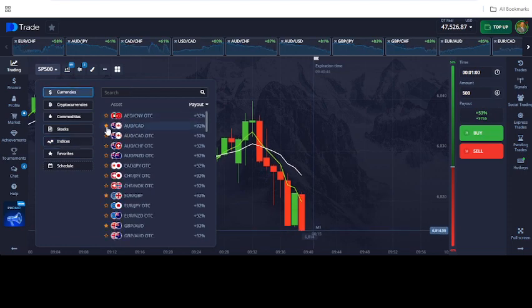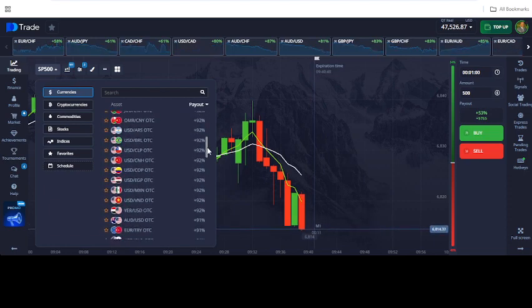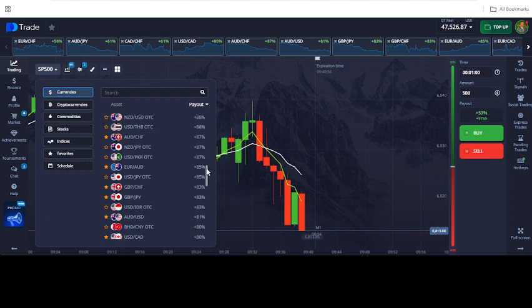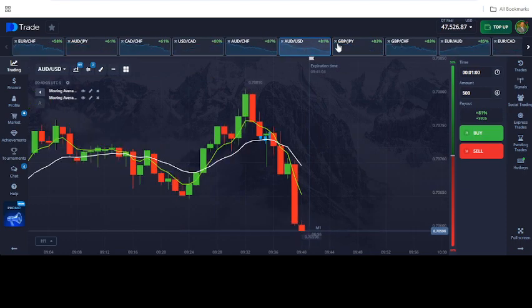So what I've done is I've highlighted all my regular currency pairs here. I'm not going to be trading OTC, just regular currency pairs. All the highlighted currency pairs show up here at the top of the chart so that I can quickly go through them and analyze them here.